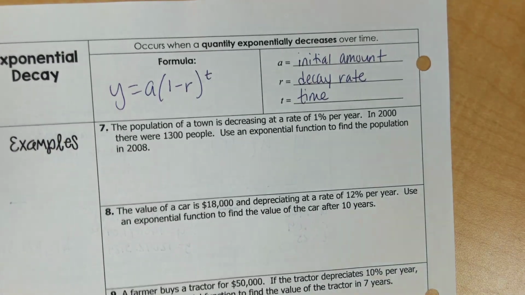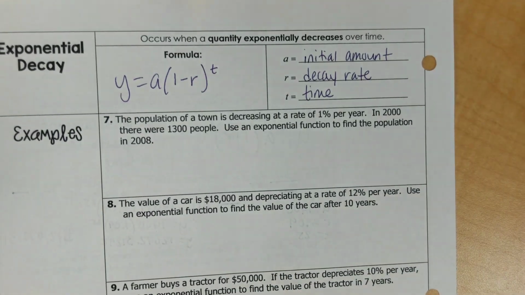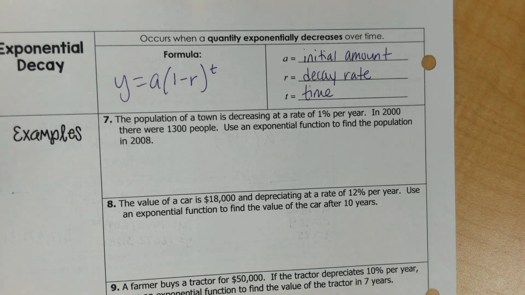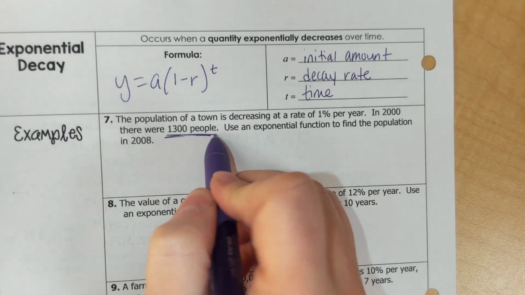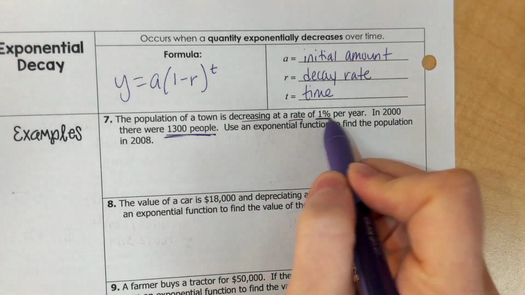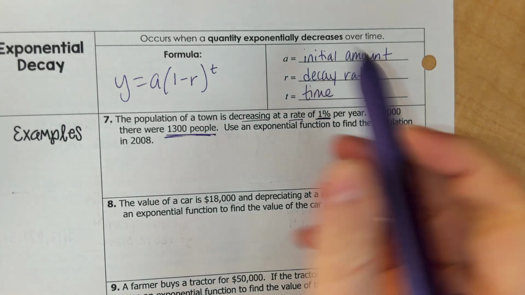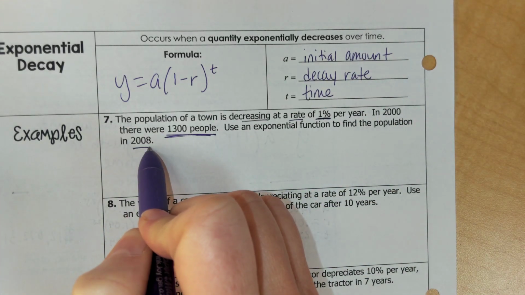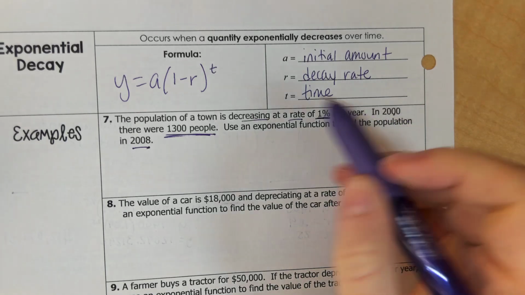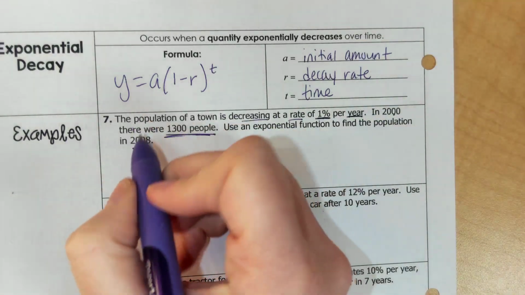Okay, so again, we're going to look at a couple of examples here. So now we have a population of a town, and it's decreasing at a rate of 1% per year. And in 2000, there were 1,300 people. That looks like an initial amount to me. This looks like a decreasing rate of 1%. And we're asked about the population in 2008. So we're going by years again. So let's see what we have here.